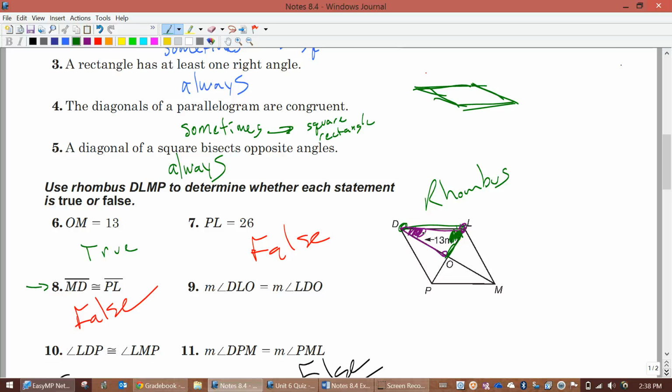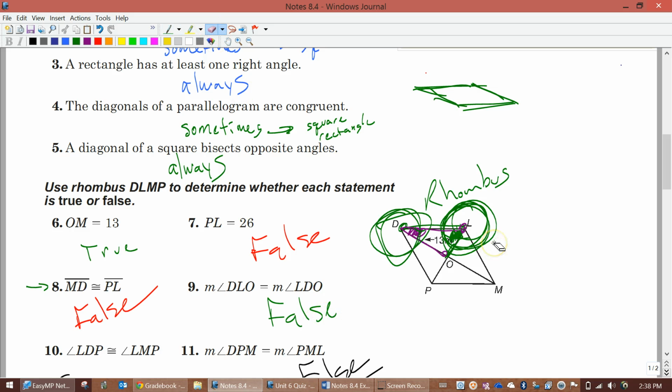Wait. No, it does. Hold on. I retract that statement. These two angles, those two angles right there, those are supplementary, which means they add up to 180, but they're both not 90. They would both have to be 90 for this statement to be true. This is false.